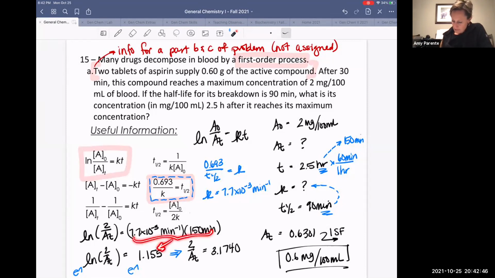Multiply these two together and I get 1.55. And then e to the ln of something is going to be that something. E to the 1.155 is going to be this 3.17 and change. Algebraically solving for your a sub t, rounding in this case to one significant figure because that's all that we have here, and putting our units back in, it's 0.6 milligrams for 100 milliliters. Okay, so that's that problem.